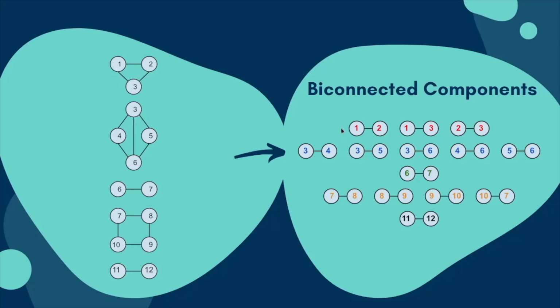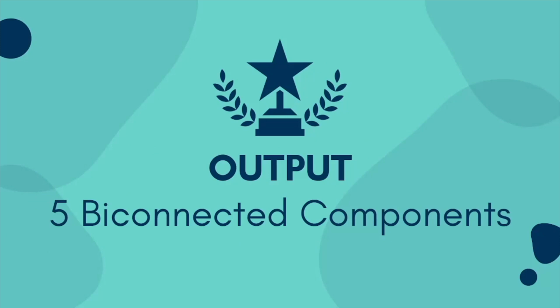The first biconnected component is this one, and the edges we got from here are 1, 2, 1, 3, 2, 3. And the second one is here. We got the edges from this biconnected component: 3, 4, 3, 5, 3, 6, 4, 6, and 5, 6. And after that, we got this biconnected component here, and the edge from here is 6, 7. And after 6, 7, we got this biconnected component, and here we got these edges, which are 7, 8, 8, 9, 9, 10, and 10, 7. And lastly, we got 11, 12, which is another biconnected component. So after all this, we got our output: 5 biconnected components from our supergraph.